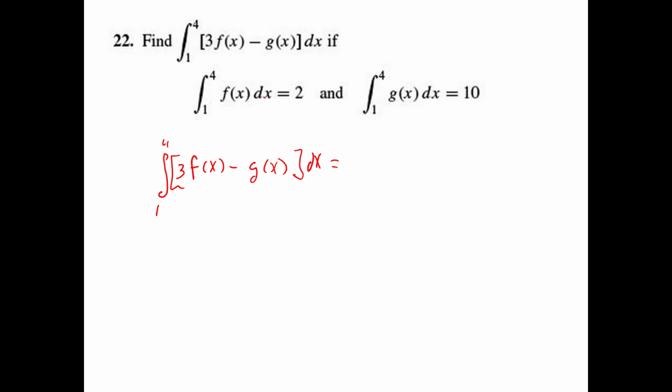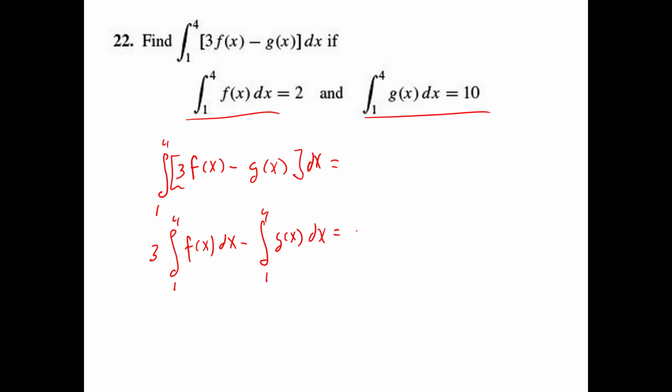and using the previous theorem then, since we know this one and this one, we can rewrite this as 3 times the definite integral from 1 to 4 of f of x dx minus the definite integral from 1 to 4 of g of x dx. This we know is 2. And this we know is 10. And so we get 6 minus 10, which is negative 4.